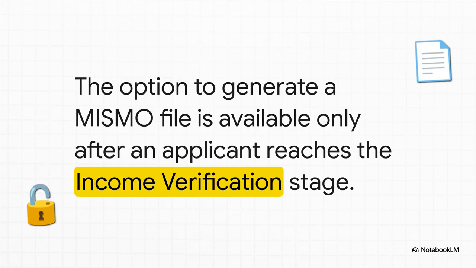And the system is smart about it too. It won't even let you generate that MISMO file until an application has officially hit the income verification stage. This is a great example of how the portal intelligently manages your access to important tools based on where a loan actually is in the process.